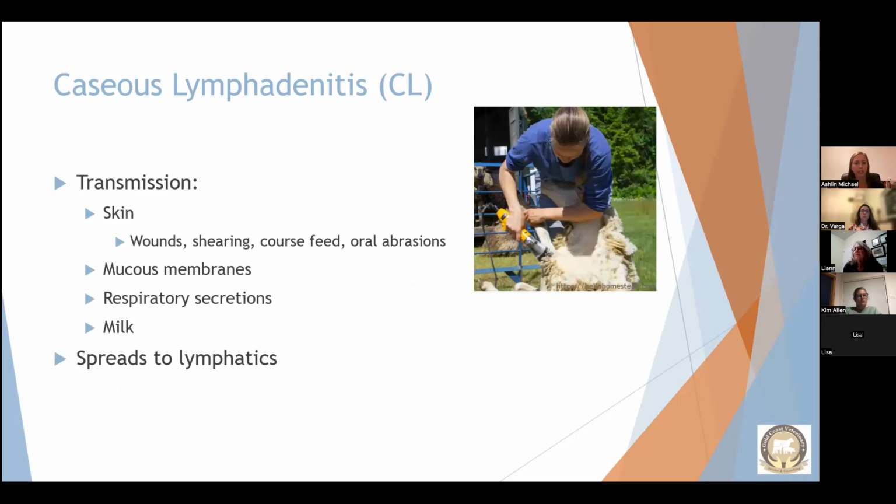The transmission is typically direct contact, usually through the skin, such as wounds, a lot of times during shearing. If there's coarse feed, oral abrasions, it can get through the mucous membranes. It also can go through respiratory secretions or the milk. So there's a possibility it can spread to kids or lambs through the milk. And it typically goes through the lymphatics, and that's why we see it at the sites of the lymph nodes.